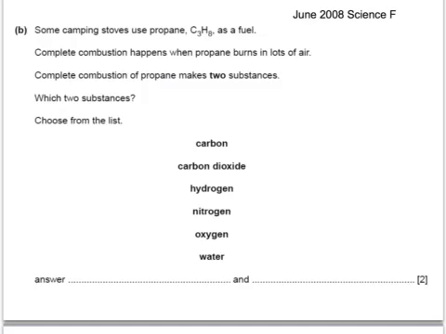Another question from another year. Some camping stoves use propane, C3H8, as a fuel. Complete combustion happens when propane burns in lots of air. Complete combustion of propane makes two substances. Which two substances? Choose from the list. These two would be, as before, carbon dioxide and water, and we'd write those on the answer line. So, in summary, complete combustion, that means the burning of a fuel with a plentiful supply of air or oxygen, always produces two products, carbon dioxide and water.